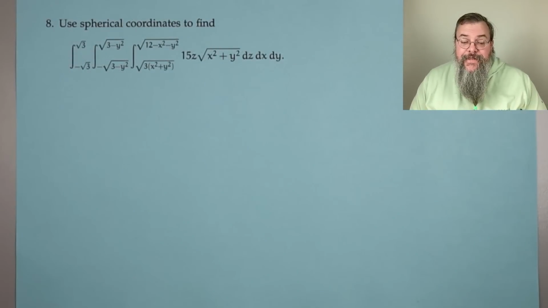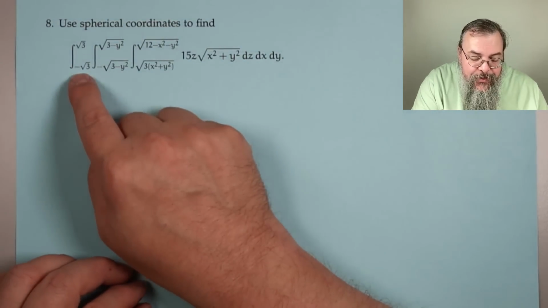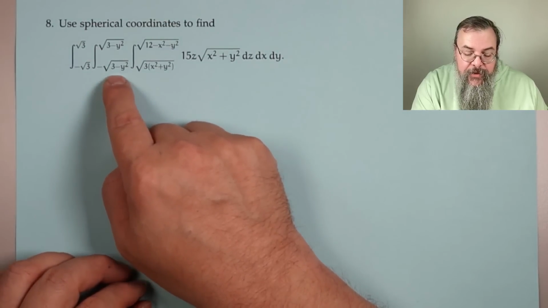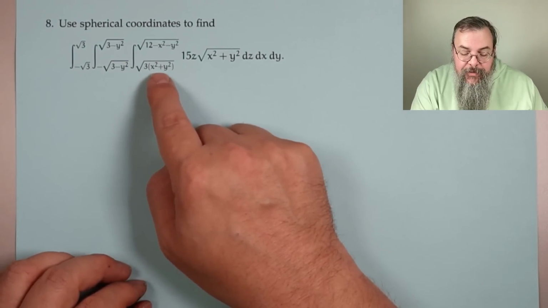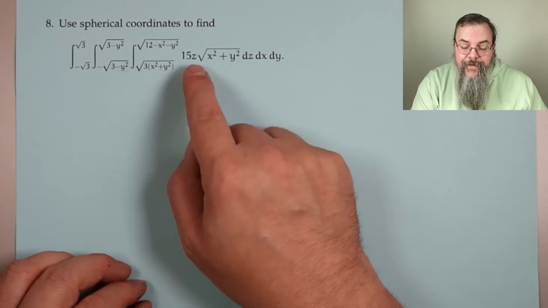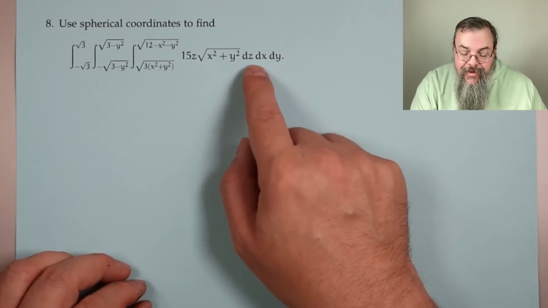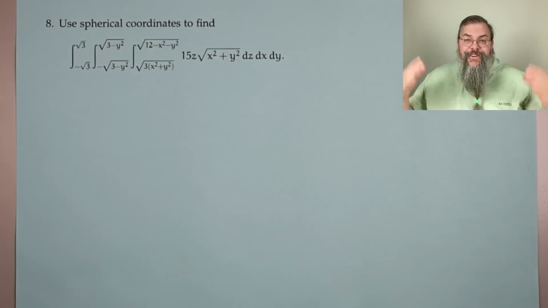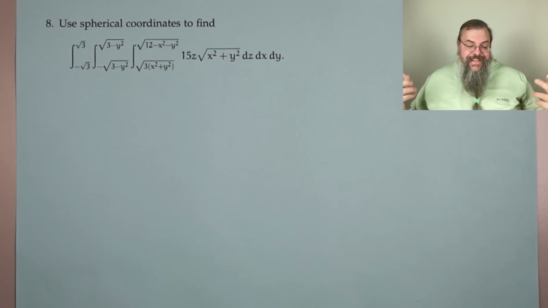Use spherical coordinates to find the following integral. Integral from minus root 3 to positive root 3, integral from minus root 3 minus y squared to positive root 3 minus y squared, integral from root 3 times x squared plus y squared to root 12 minus x squared minus y squared, of 15z root x squared plus y squared dz dx dy. What? What is this? This is crazy.